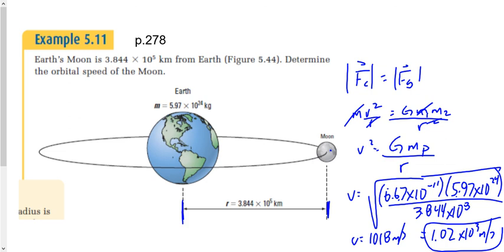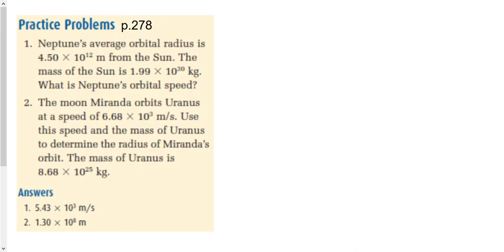3,000 kilometers per hour. Oh, perfect timing. Hey, we've got a unit test on Tuesday, but before that, we have 2 questions that we have to do for homework for Monday on page 278.